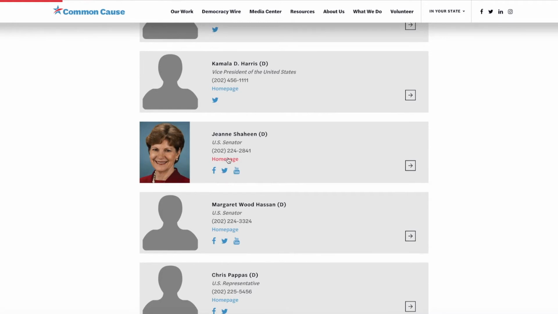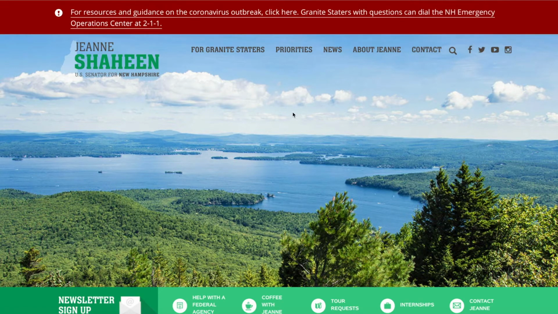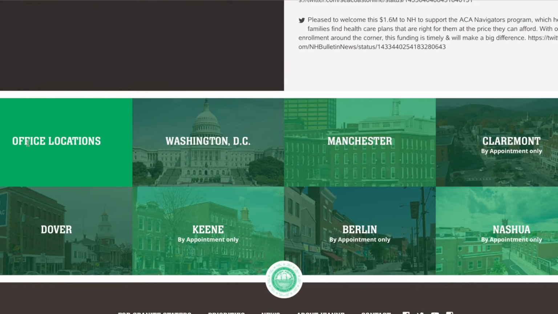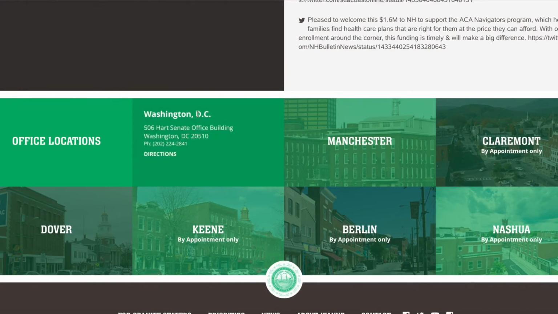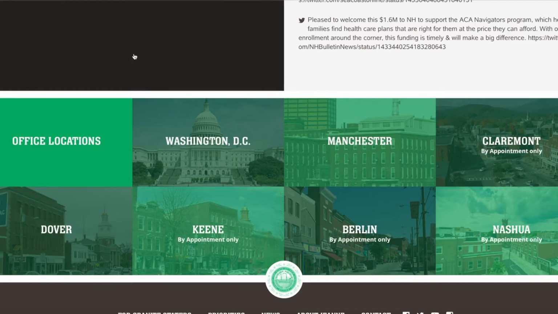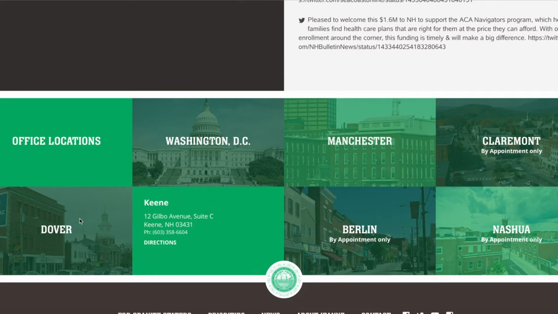Now, we'll pick Jeanne Shaheen here. If we click on her homepage, it'll come up. It's usually pretty easy to find their addresses and phone numbers and stuff, but usually what you can look for is office locations. All these representatives are going to have a Washington, D.C. location, but they're also going to have offices inside the state. In her case, it looks like she's got four offices inside the state of New Hampshire. Manchester's kind of in the middle, Berlin's way up north in Coos County, Keene's out to the west, and Dover's over in the east, right on the border with Maine.